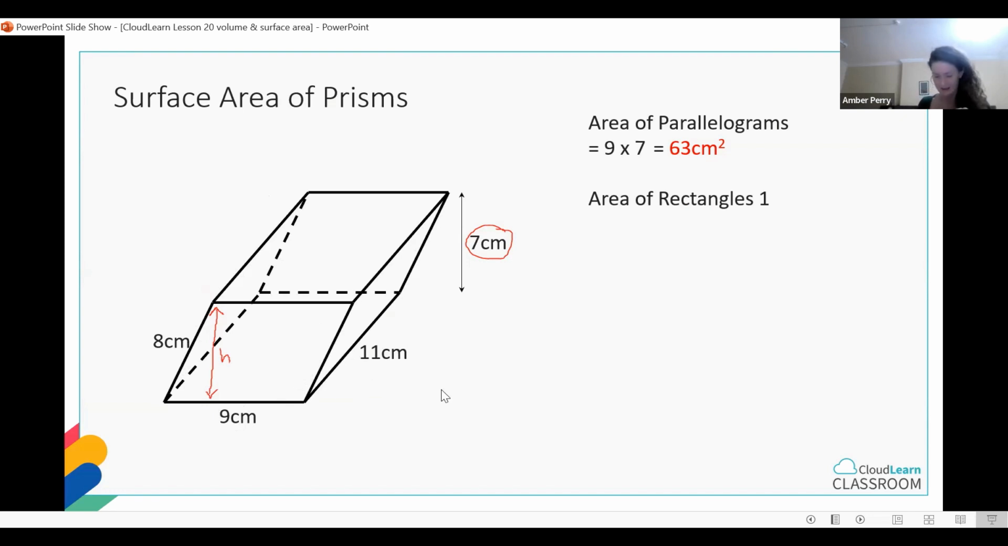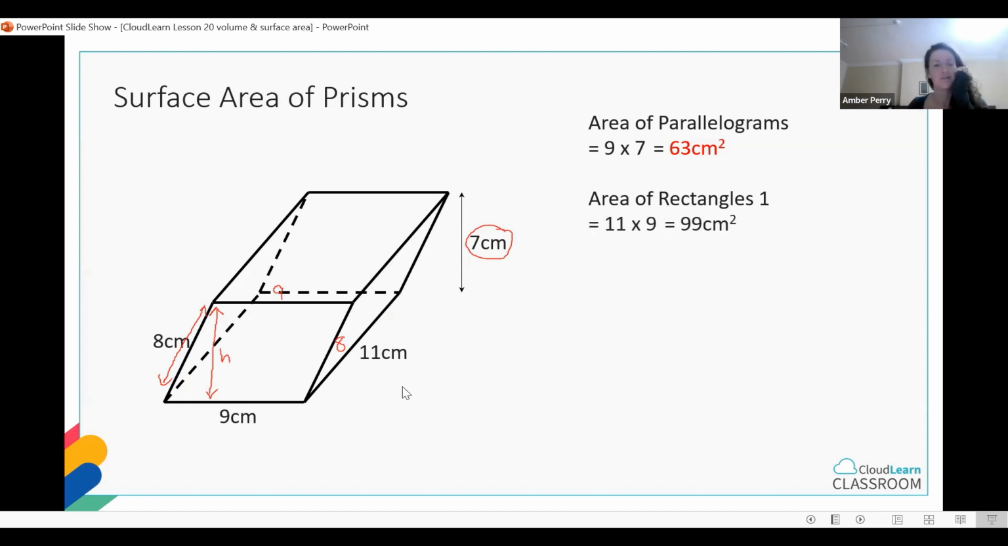And that is, again, something you might draw on there when you're in your exam. You can draw all over the diagram. This side is 8 here, which means that this side is also 8. And this base is 9, so this top is 9. Very important when we're looking at the different rectangles we've got.